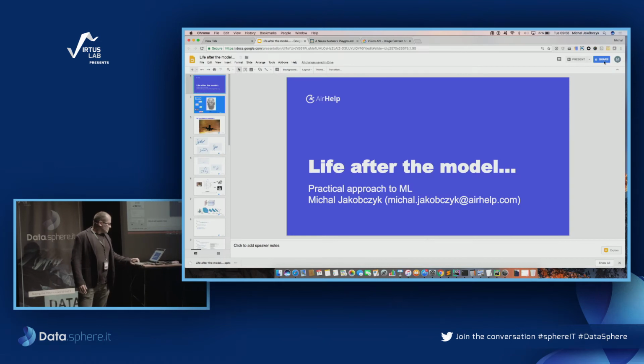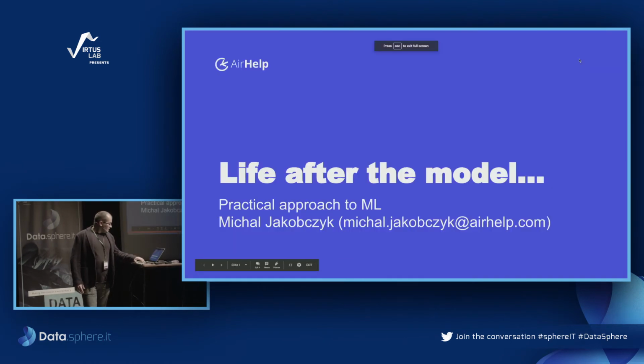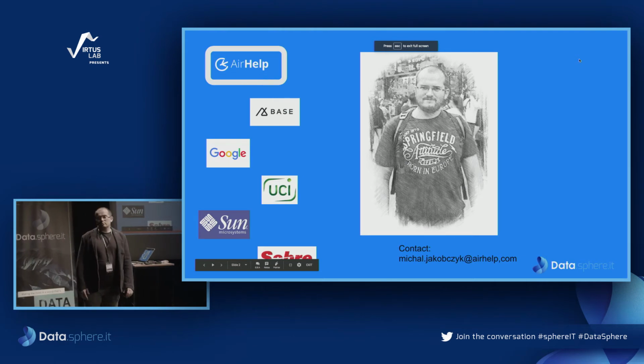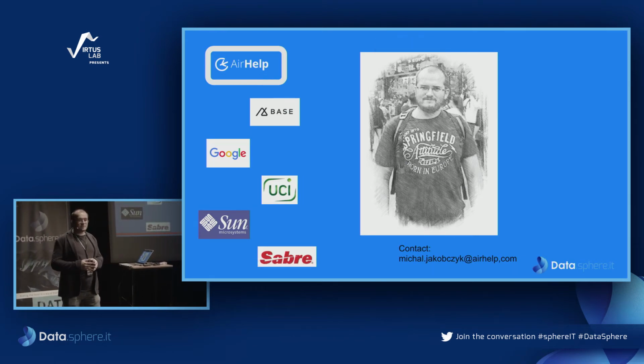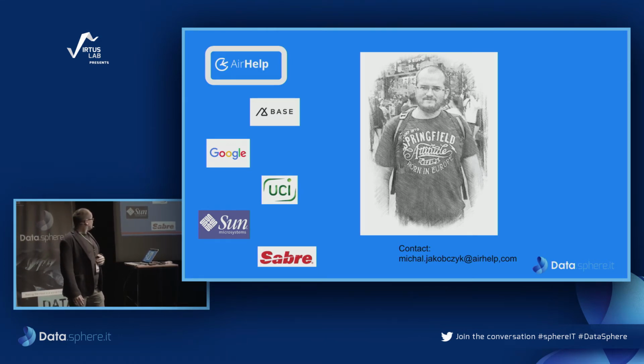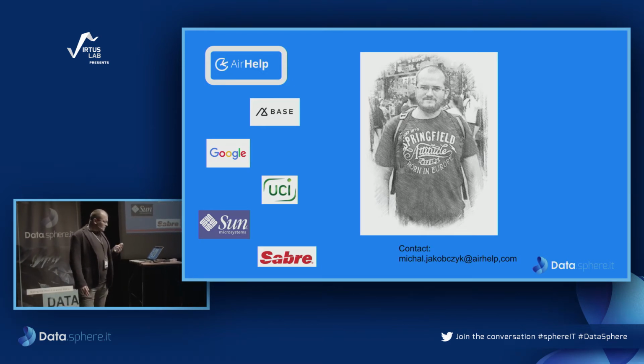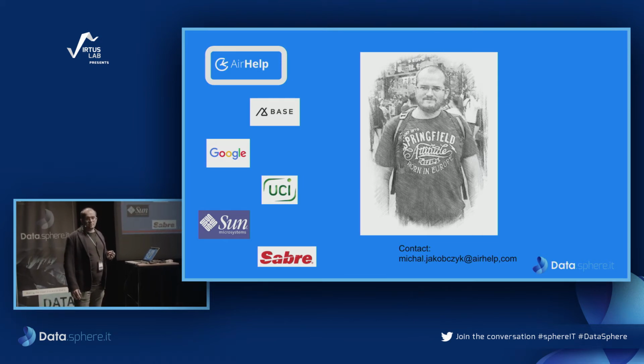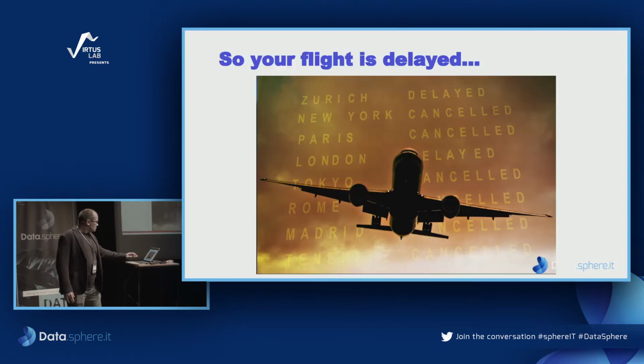So let me click present. Let me introduce myself. My name is Michał Jakóbczyk. I'm the Director of Data Science at AirHelp. Before AirHelp, I worked in several other companies, including over 8 years at Google. The company I work at now is like 500 people still. We're a startup with 100 people in the IT department. And one of the things we do is quite a little bit of data science and data analysis. So let's start our journey.